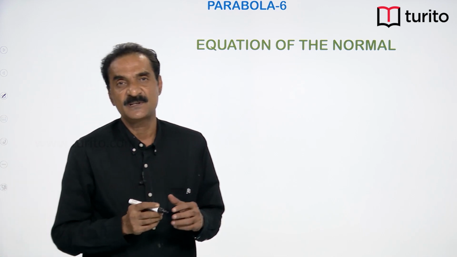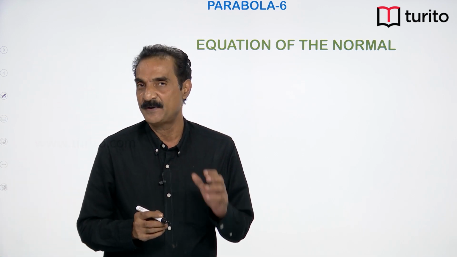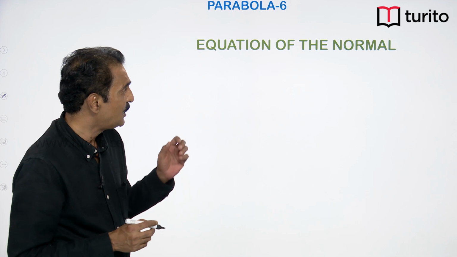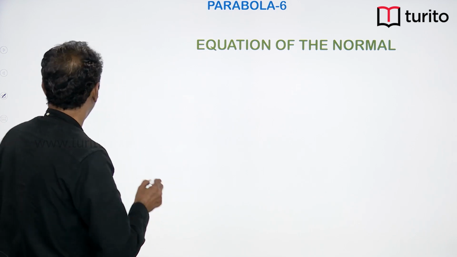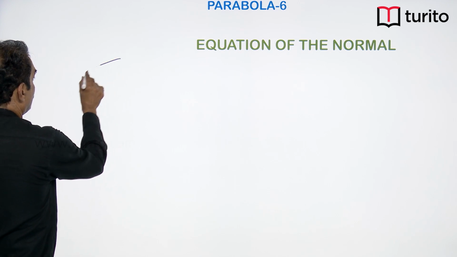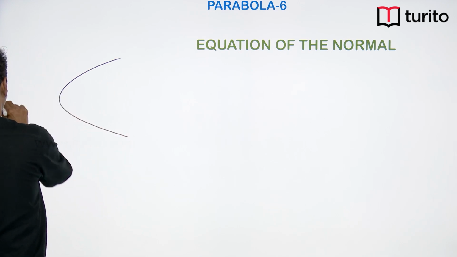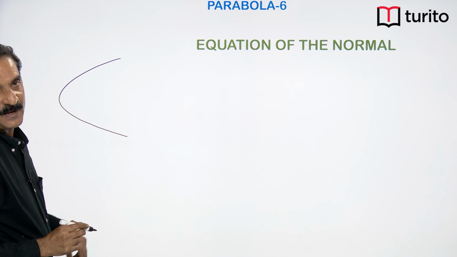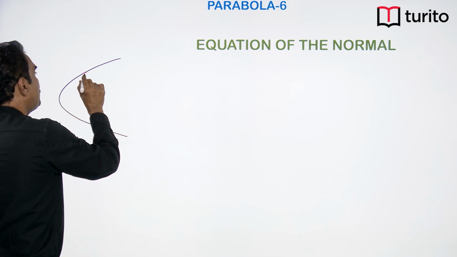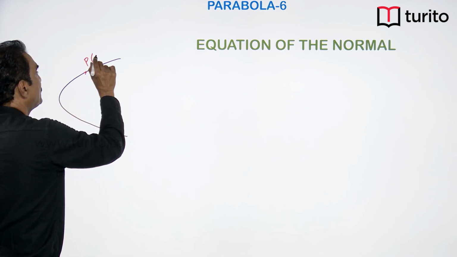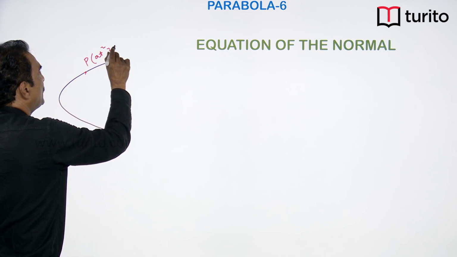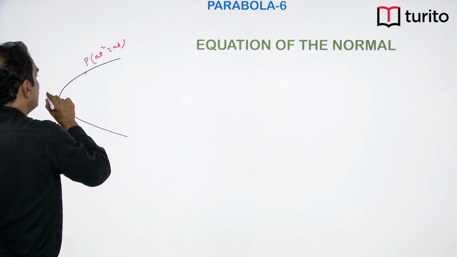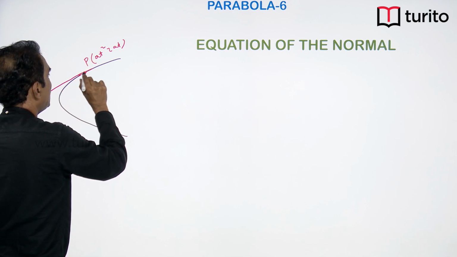Now, equation of the normal. In our previous classes, we have already discussed equation of a tangent. Now, we are going to discuss equation of normal. If you take a parabola and a point P (at square, 2at) on it, this is the tangent at this point.